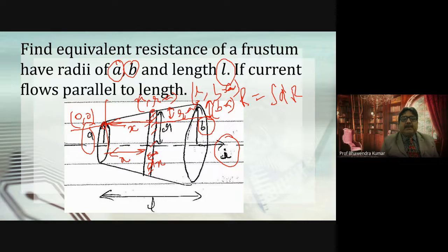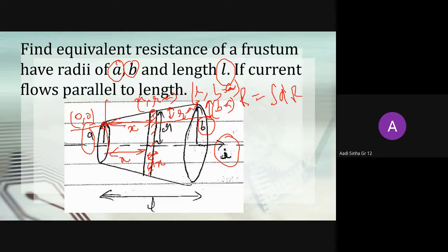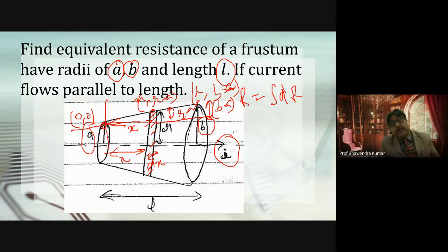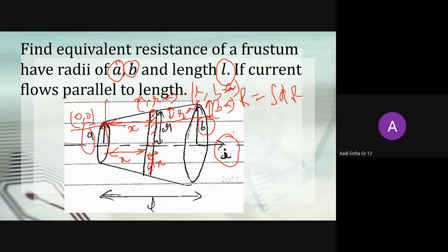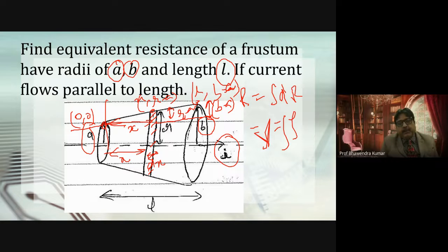Yes, Adi Sinha, you are able to understand the question? Yeah, sir. So can you tell me what will be the resistance of a small section of the conductor, dr? Sir, K dx by A. It is not K, it is rho. We use the term resistivity rho, into thickness dx. And what will be the area of cross section? That will be pi r square. We are considering r as a variable.